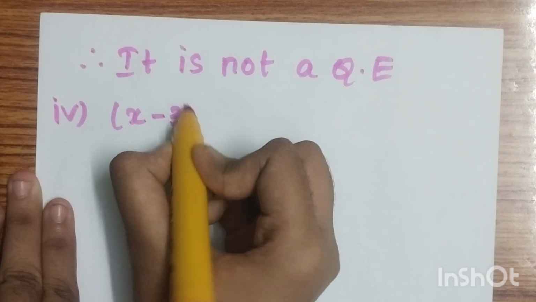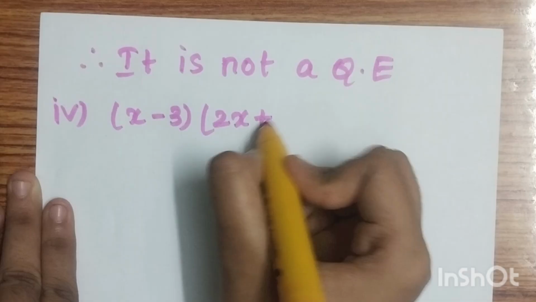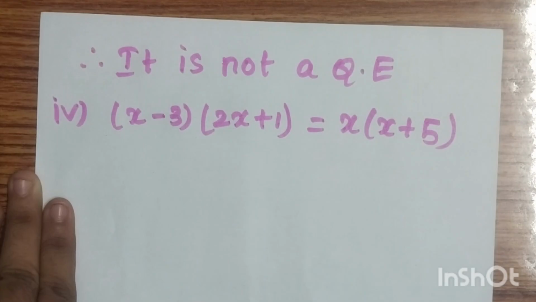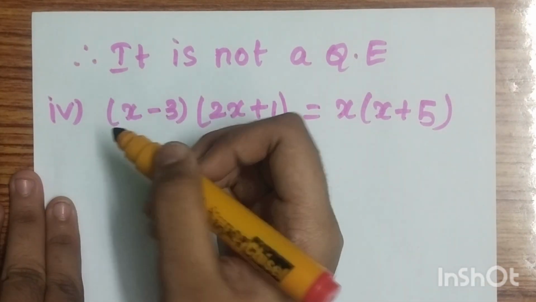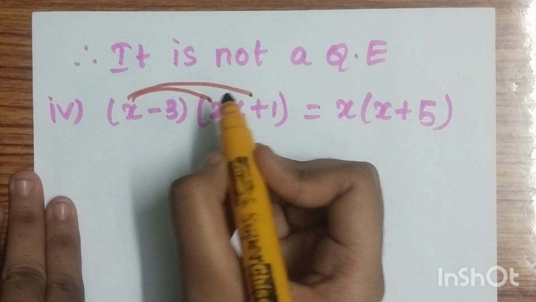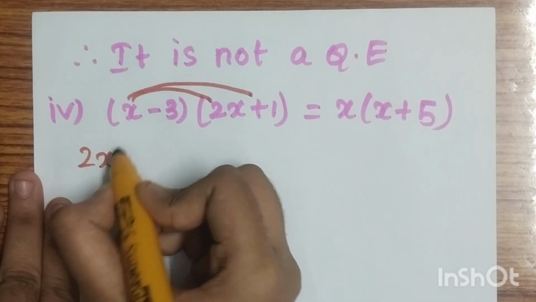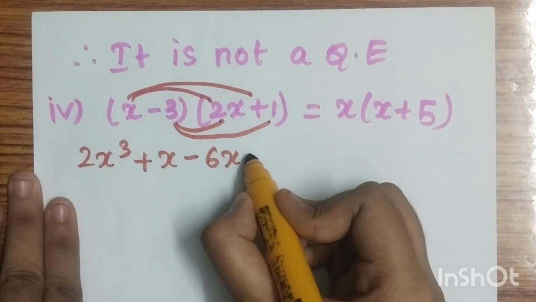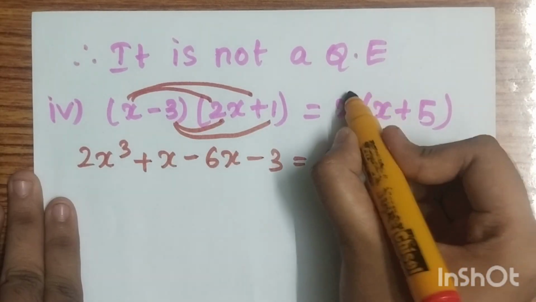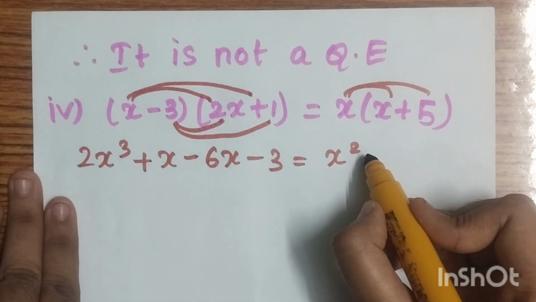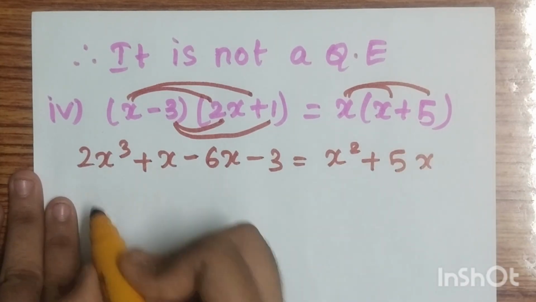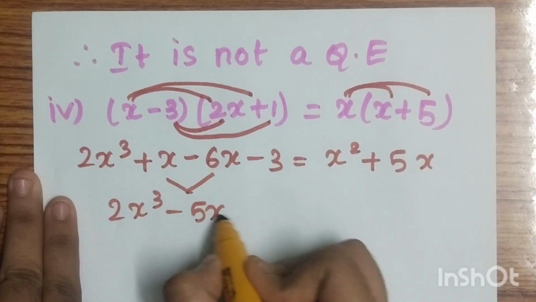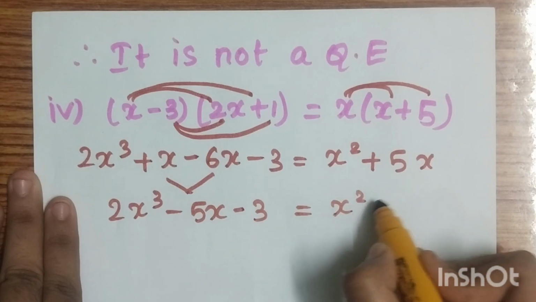X minus 3 into 2x plus 1 is equal to x minus x plus 5. Okay, so now I will multiply this inside. So I get 2x cube plus x minus 6x minus 3, and then x square plus 5x. Okay, so 2x cube, and then simplify this. So you'll be getting minus 5x minus 3, and then x square plus 5x.